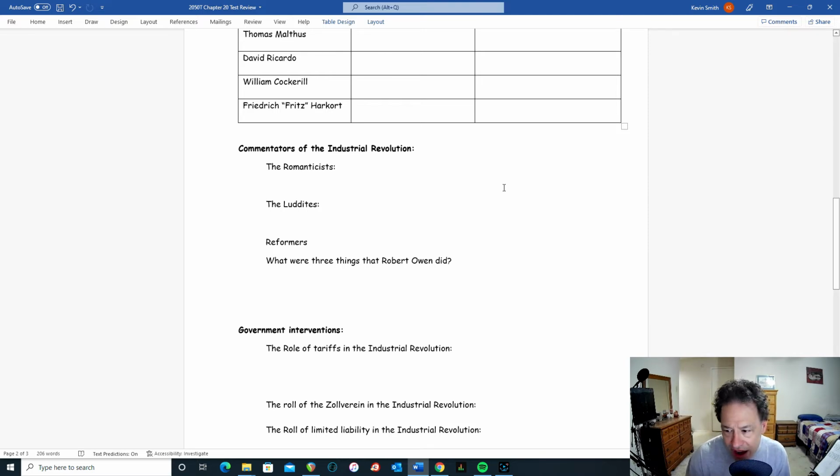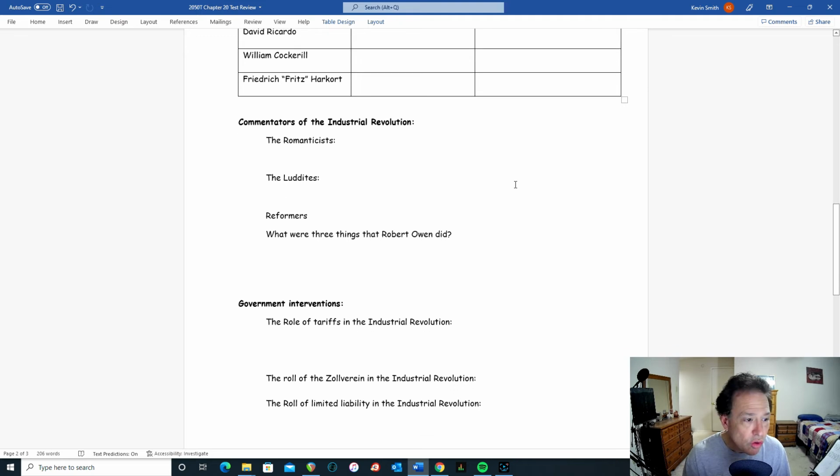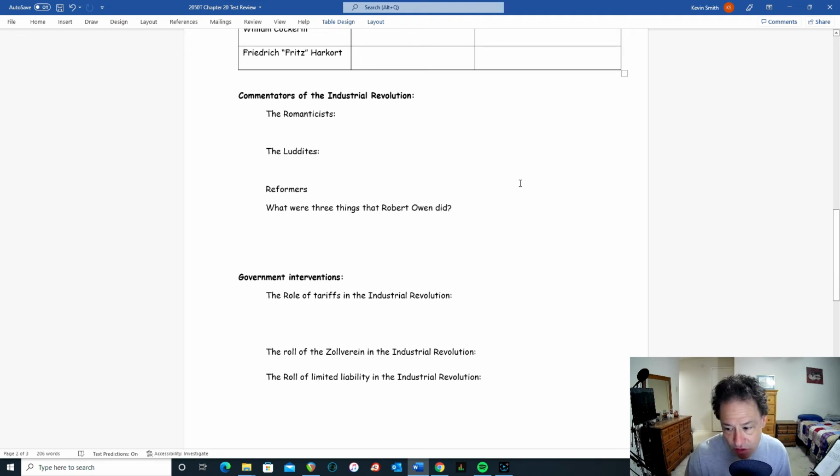The Luddites. The Luddites were craftsmen and artisans who felt that their livelihood and their way of life were being threatened by industrialization. And they took their inspiration and their name from a person named Ned Ludd, of whom there's actually no solid evidence that he actually existed. And they deliberately attacked factories and destroyed the machines in them. You also had reformers such as Robert Owen. So what were three things that Robert Owen did?